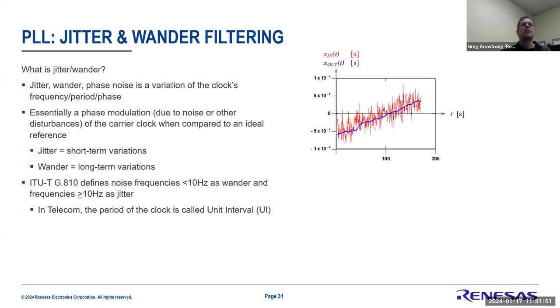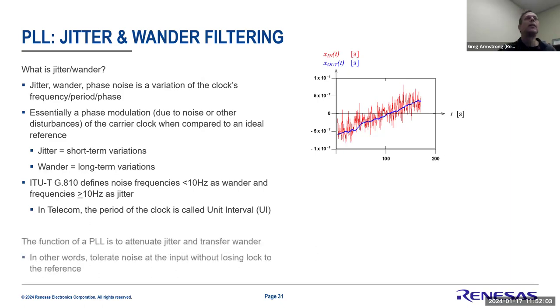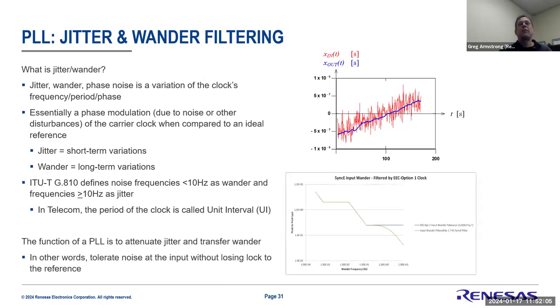And so what you want to do as a servo or phase lock loop is eliminate the jitter to try to get it stable, but you want to still follow the clock itself, because that's the clock you're trying to maintain your accuracy to. Basically, the function of the PLL is just that. It's to attenuate jitter, which means filter out all high frequency noise, but transfer the wander. You want to make sure you maintain that traceability.